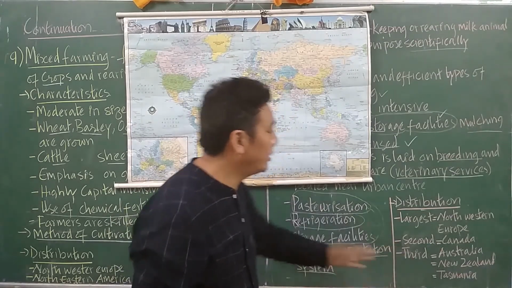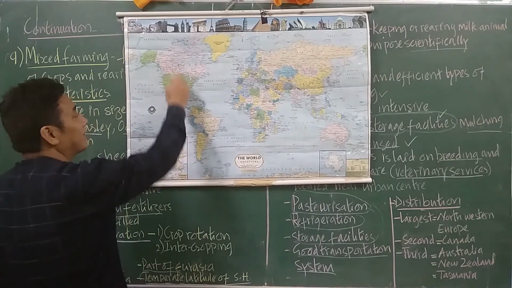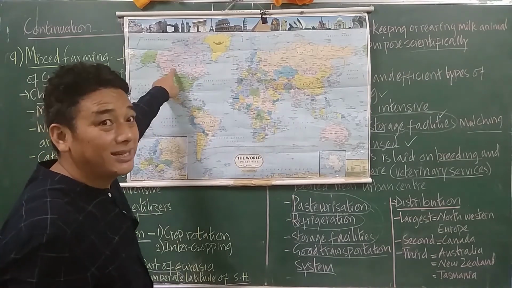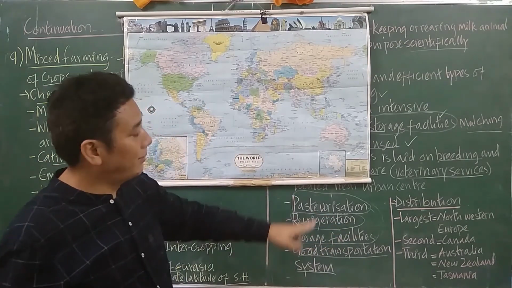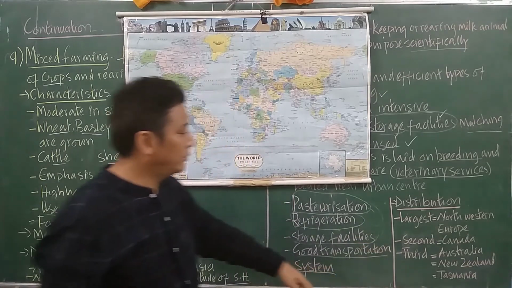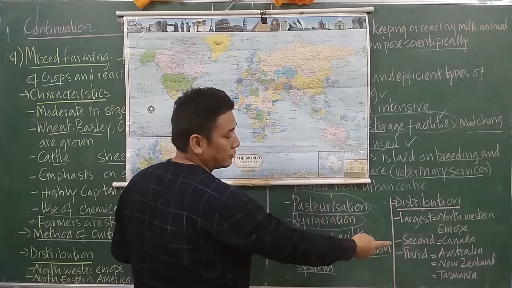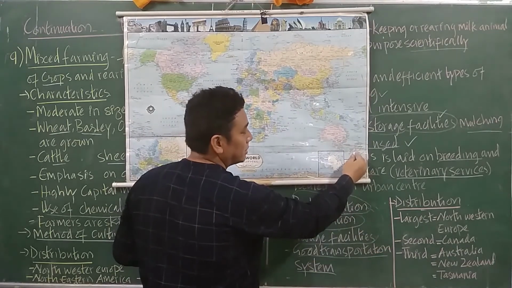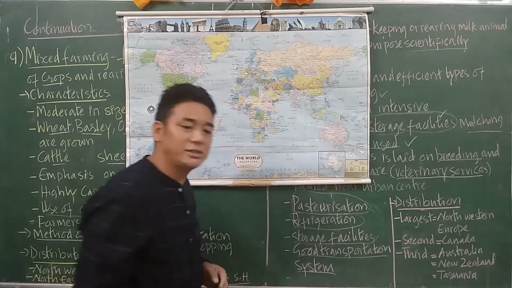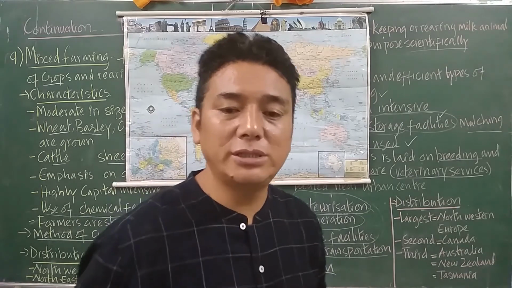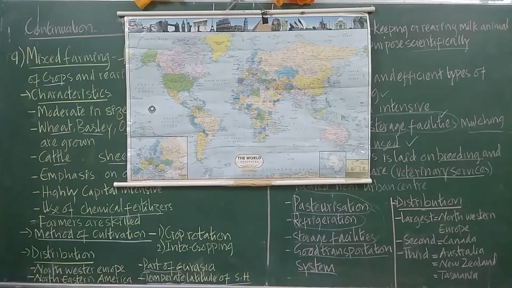The second largest is in Canada. This is Canada, this is USA, and this is Mexico. Here in Canada you will find the second largest dairy farming, and the third in Australia, New Zealand, and Tasmania. Tasmania is a state of Australia, 240 kilometers away from Australia. Is that clear? With this we are going to stop.